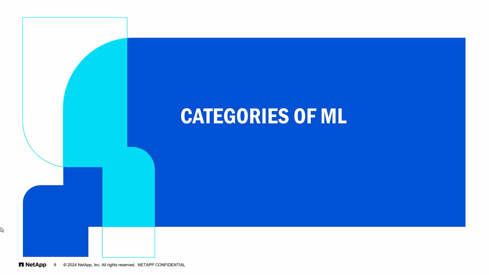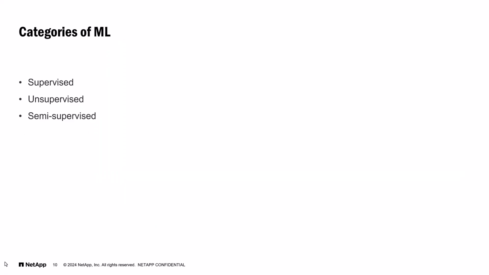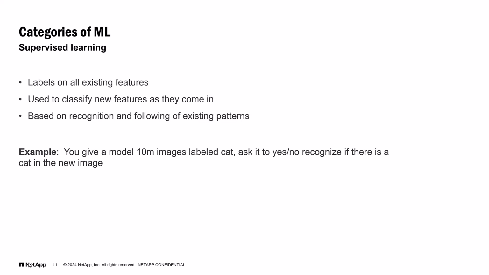Next, I'll cover the categories of machine learning. Machine learning is divided into three categories: supervised, unsupervised, and semi-supervised. The main difference between them may seem minimal, but each serves very different use cases. The designation of supervised depends on whether features have labels when fed into the model. When every feature has a label, you have supervised learning. Supervised learning is used when you have labeled sets of features and would like to categorize and label new features based on that existing data.